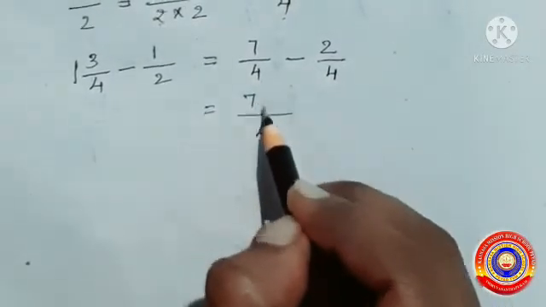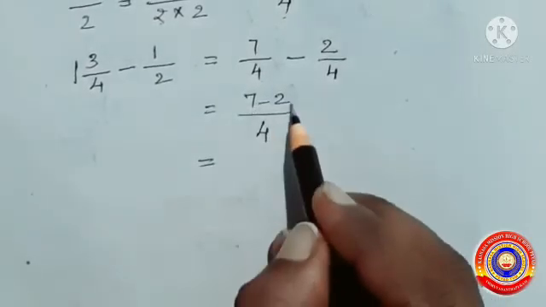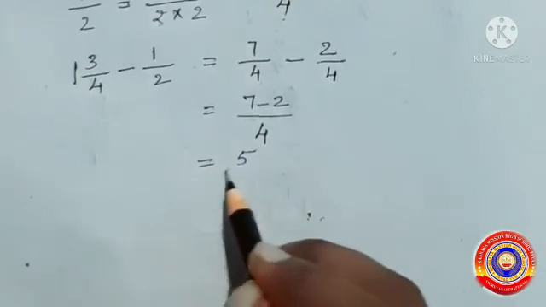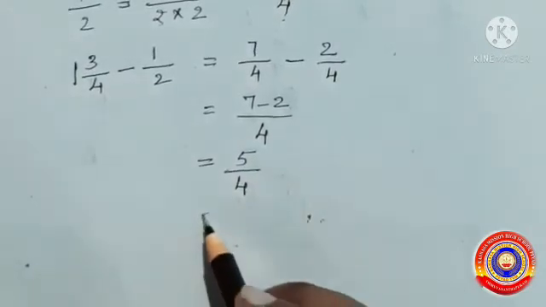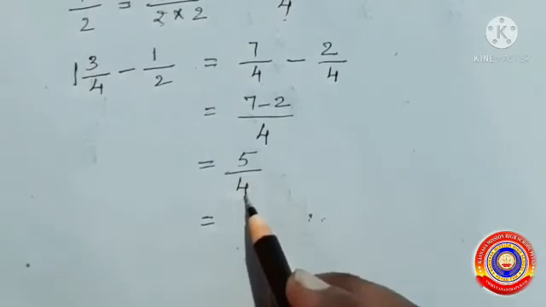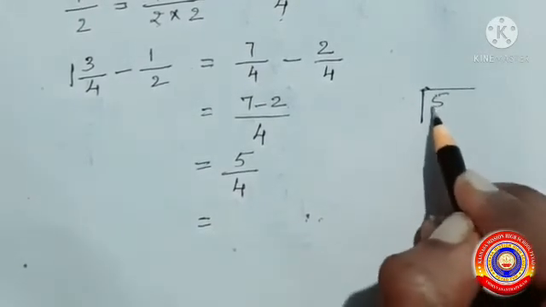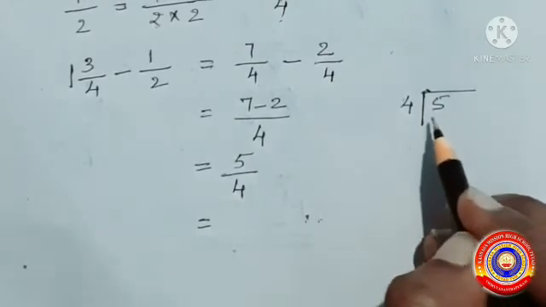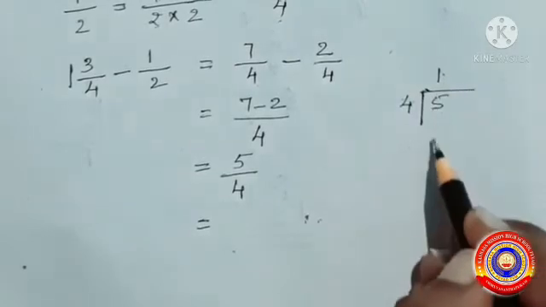Subtract the numerators. 7 minus 2 is equal to 5. 5 by 4 is an improper fraction. We have to convert 5 by 4 into a mixed fraction. For that, divide 5 by 4. How many times? Yes, 1 time.